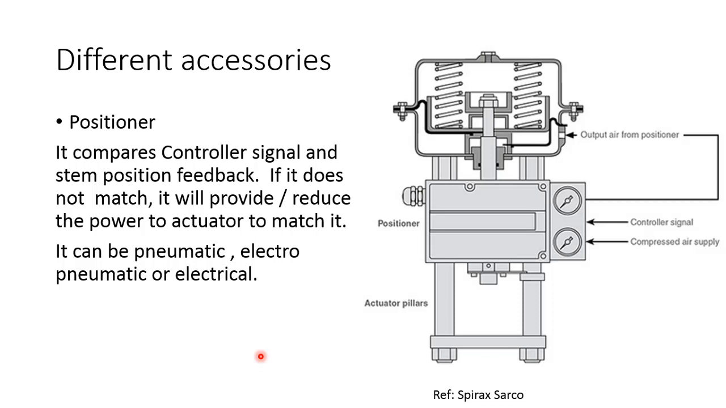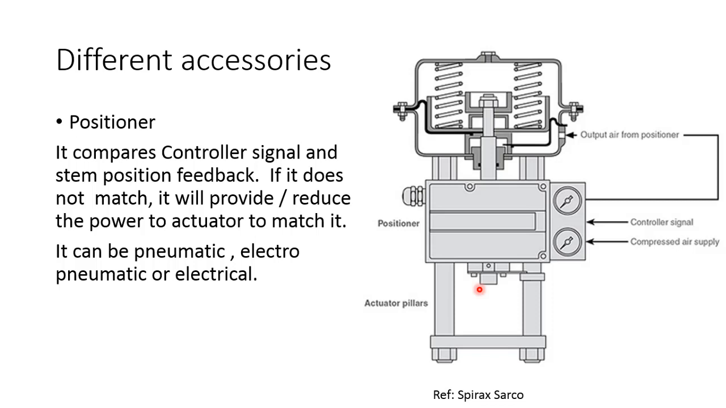Okay, first let us see what is a positioner. It is a device which compares the controlled signal and stem position feedback. Here, this is the stem. On the back side of this, they are connected to the positioner, and this stem position feedback is compared with the controlled signal. If it doesn't match, it will either increase or reduce the airflow that is going to the actuator, so that it will match the feedback and the control signal. It will match, and what you will get is the particular position which is required.